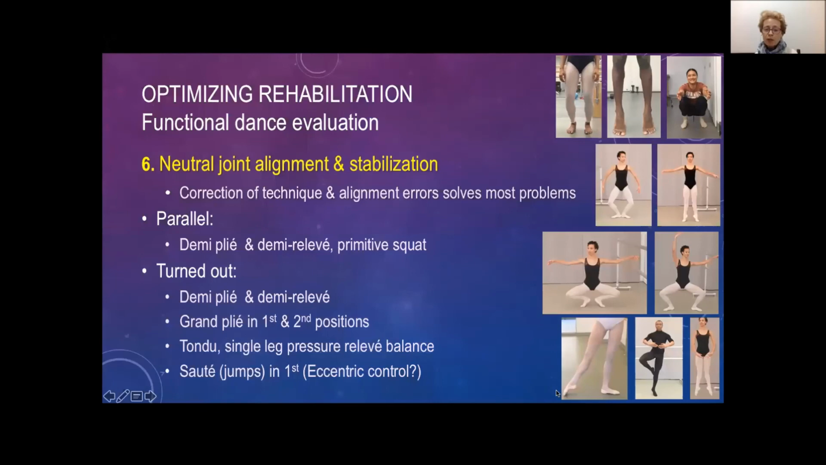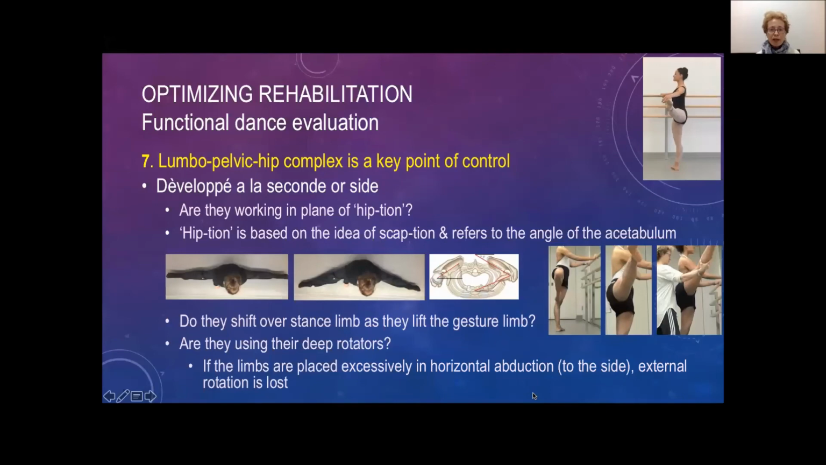Number seven, the lumbopelvic hip complex is a key point of control. We like to look at the développé à la seconde, and I coined the phrase hipshin. I want to know if they're working in hipshin. And that's really based on the idea of where's the angle of their acetabulum. If they're forcing past it, they're going to start doing impingement. So here's a dancer who actually had labral tears and was treated non-surgically, and this is her out of her hip plane of hipshin, and here she is in what is comfortable for her.